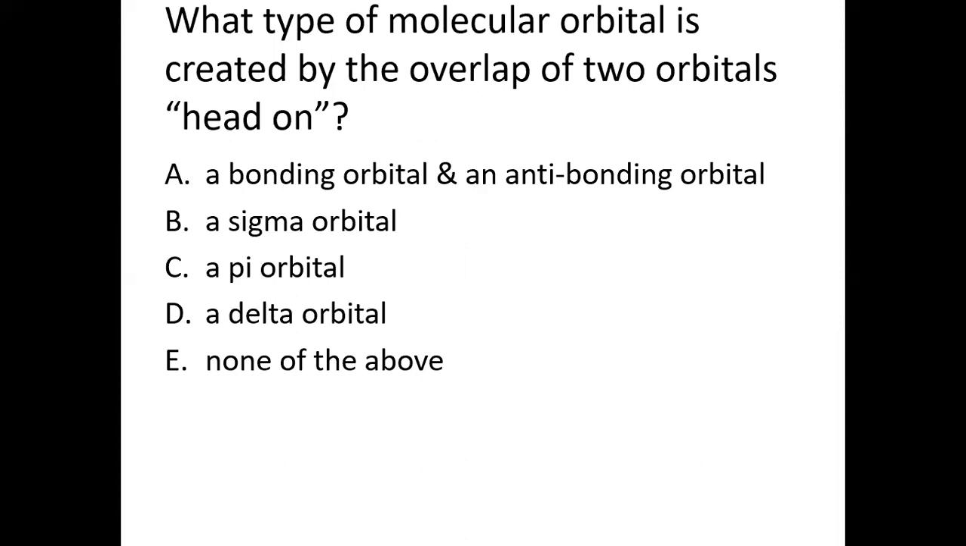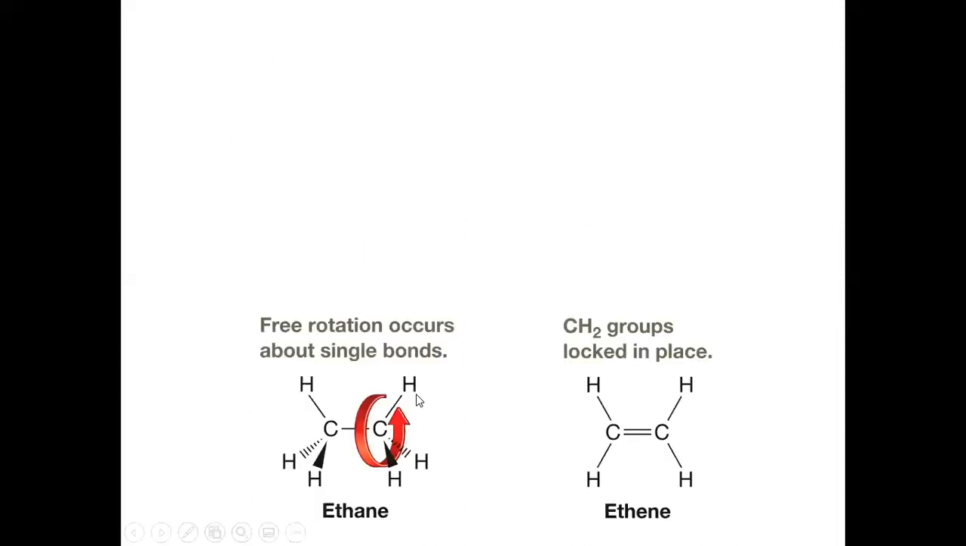Yep. And so we have the question here, and Beyonce says B, a sigma orbital. And that is correct. When we have the overlap of 2 orbitals head on, that is a sigma orbital. That is a sigma bond. You are correct. There's no such thing as a delta, right? And a bonding orbital, non-bonding orbital, that's constructive and destructive, and a pi orbital are actually next to each other. All right.